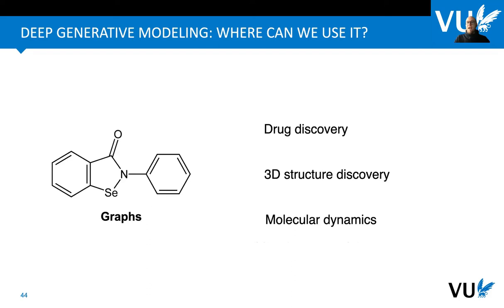Also for graphs, for instance, chemical structure. So this becomes an enormous topic these days from DeepMind, Microsoft, etc. So for drug discovery, 3D structure discovery, molecular dynamics. Deep generative modeling definitely plays a crucial role because without generative modeling, without understanding the structures, we cannot do much about it.